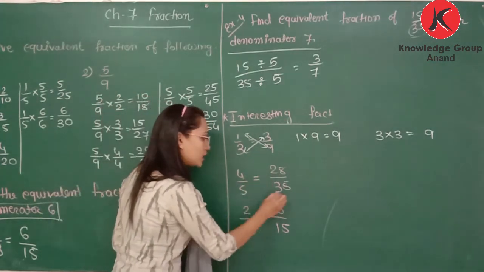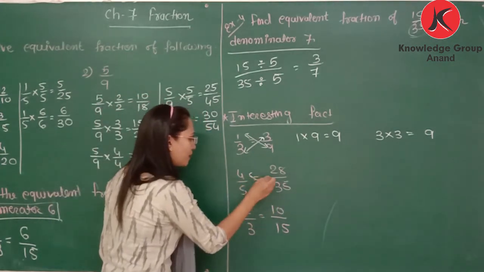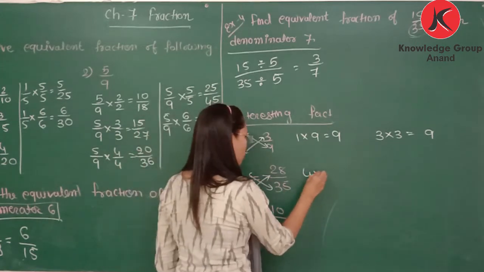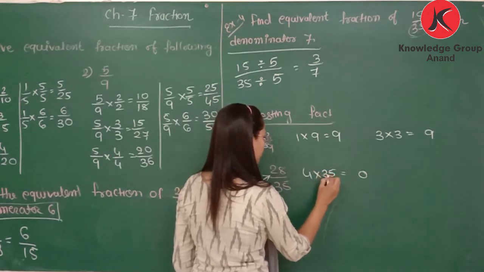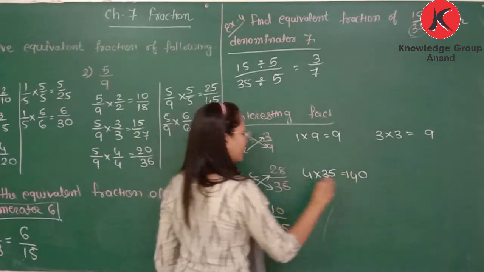Now again these two are equivalent fractions. So if we multiply these two, let's multiply 4 with 35, 140 and 28 with 5.